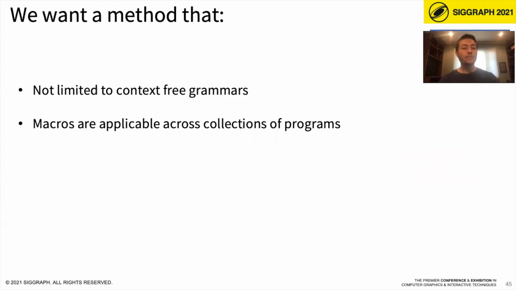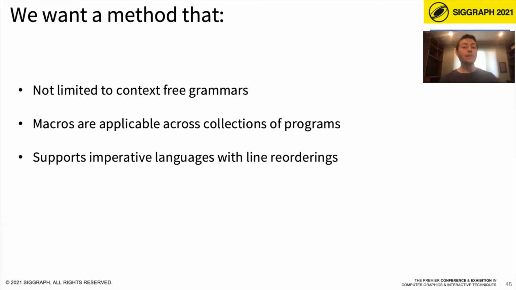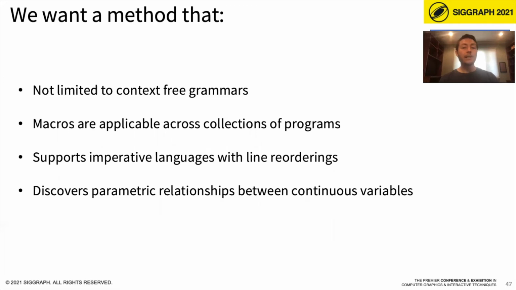Concretely, we desire a system for automatically discovering macro operations with the following properties. It should be able to handle languages beyond simple context-free grammars. It should discover macros that can be broadly applied across collections of programs. It should be able to handle line reorderings of imperative programs. And finally, it should discover macros that capture the salient parametric relationships between continuous variables.